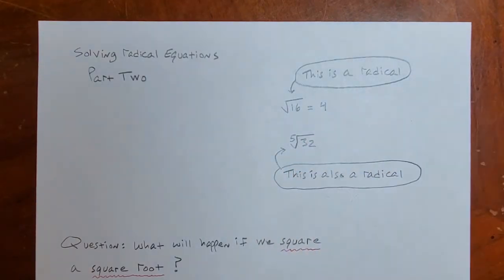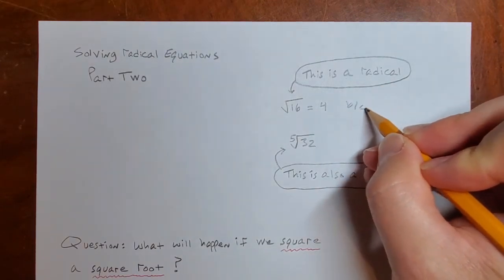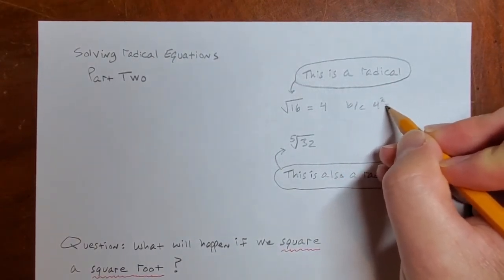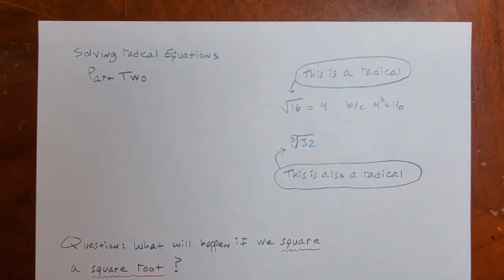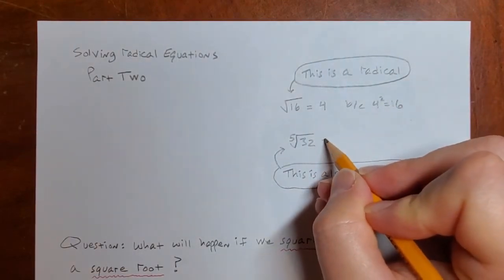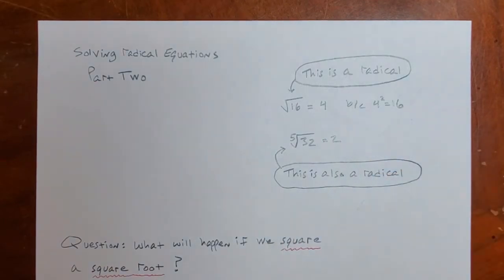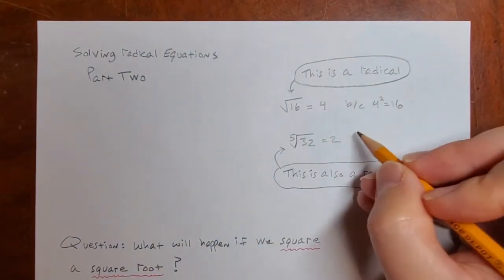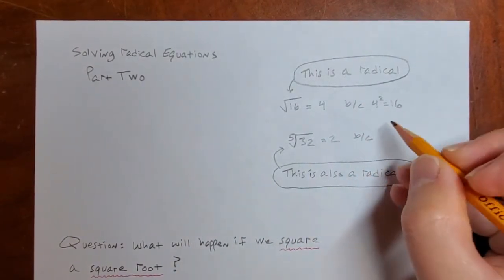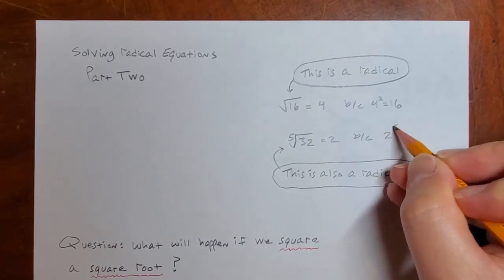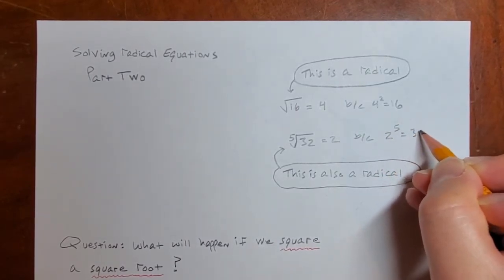Square root of 16 is 4, right? Why is that? Because 4 squared is 16. That's the reason. Okay. And fifth root of 32 is 2. So why is that? Well, there's a reason for everything. 2 to the fifth power is 32.